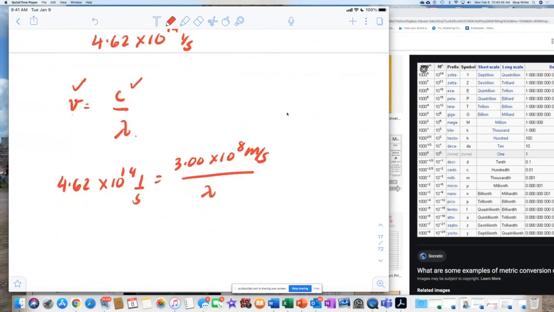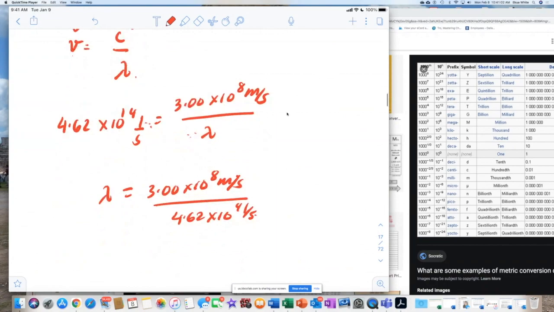Now to solve for this, since this is in the numerator position, I can just switch these out. So lambda equals 3.00 times 10 to the power 8 meters per second over 4.62 times 10 to the power 14 per second. Anyway, there it is. The seconds cancel out, and my answer is going to be in meters. Don't forget these numbers are in scientific notation. Put them in parentheses and it should work out.